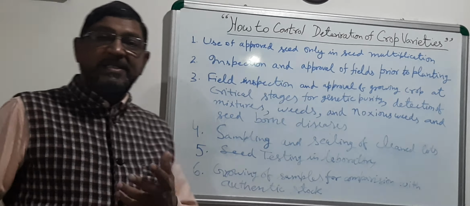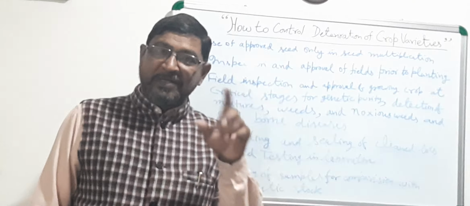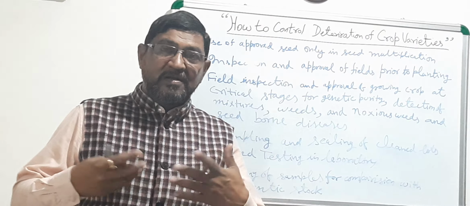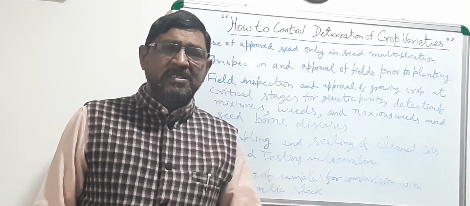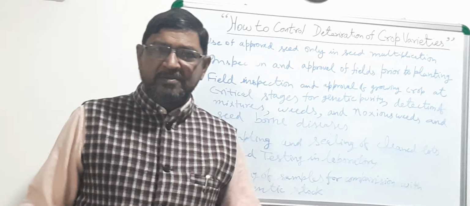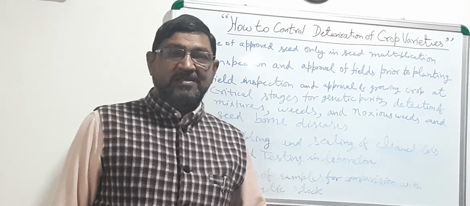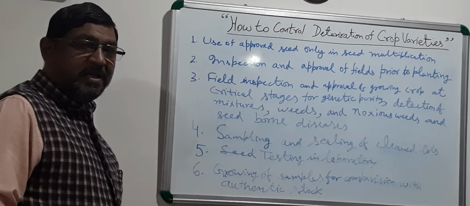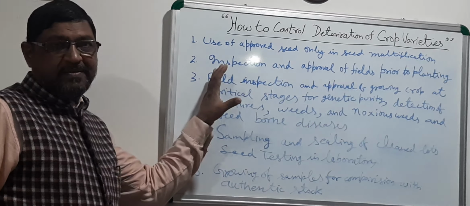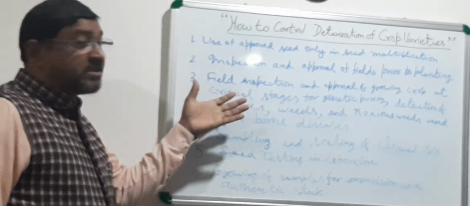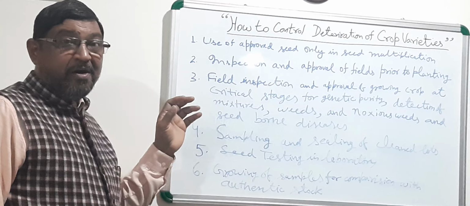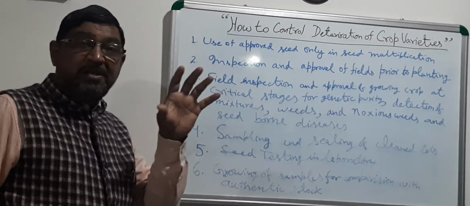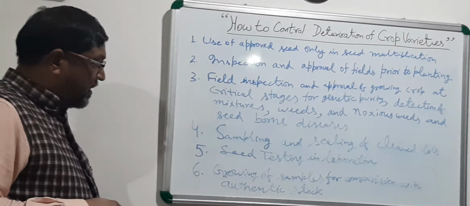And seed-borne diseases. Yeah, the inspector has to see that also. Because there are many diseases which are spreading through the seeds. So it must be assured that the crop is free from the seed-borne diseases. So these are the steps involved for quality seed production, for controlling the deterioration of the crop.